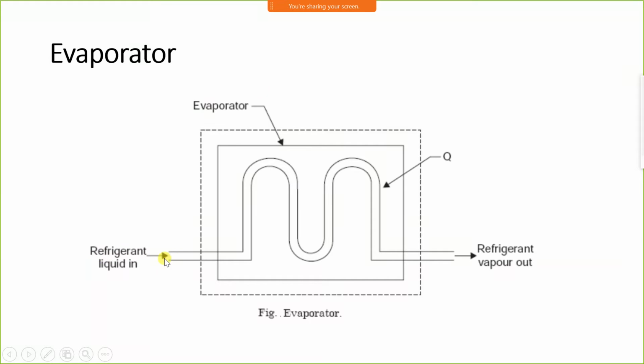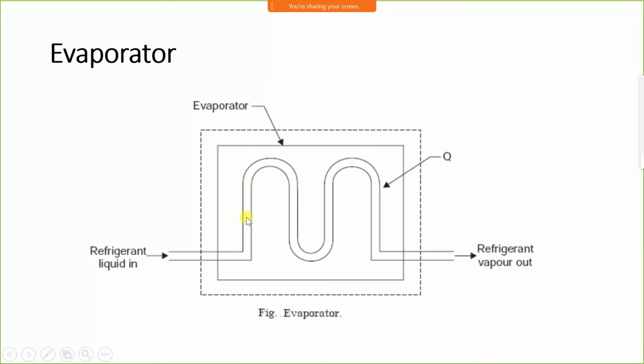The low temperature refrigerant, while passing through the evaporator coil, absorbs the heat from the substance which is to be cooled, because the substance has a temperature higher than the refrigerant temperature. Therefore, heat transfer takes place between the refrigerant and the stuff which is to be cooled. The temperature of the refrigerant increases and the temperature of the substance in the freezer decreases. Thus, the cooling takes place.